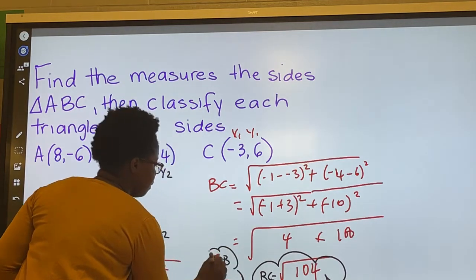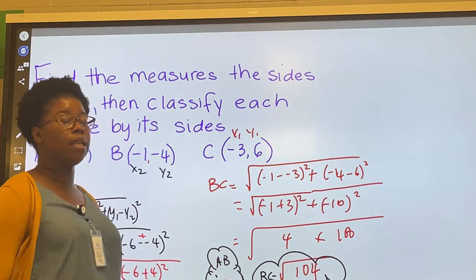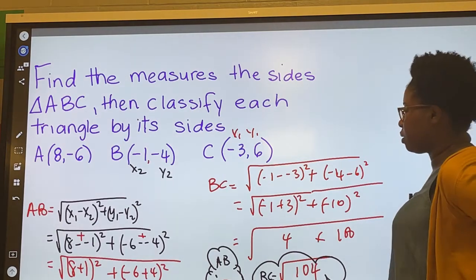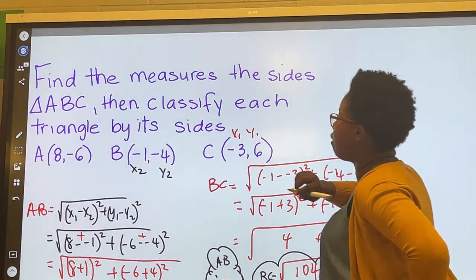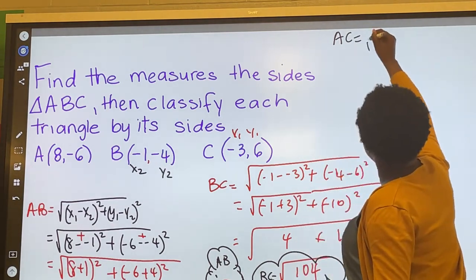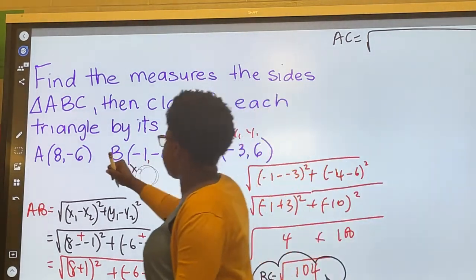So look at them. If we know that two sides are equal, we know it's isosceles. No side equal, it's going to be scalene. All three sides equal, it's equilateral. So let's go find the length of AC. I'm going to work that one at the top because I don't have enough space at the bottom. So AC, I'm going to erase this.